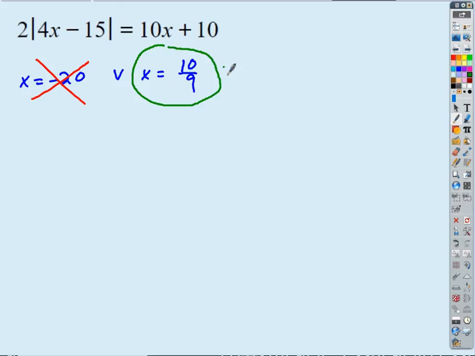So that one checks out, but only one of them works. What I was seeing a lot on the assignments, people were doing good work, and they're going through all the hassle of getting both solutions, but they're just forgetting to check to see if one of them is extraneous or both of them, right? Make sense?